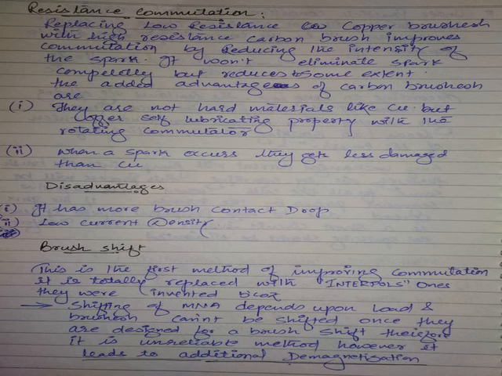Let us say the machine is on no load. Then, how is MNA in the machine? It will just coincide with GNA, right? MNA is coinciding with GNA. Now, let us say there is some load in the machine. So a small armature flux will produce cross-magnetization to some extent.